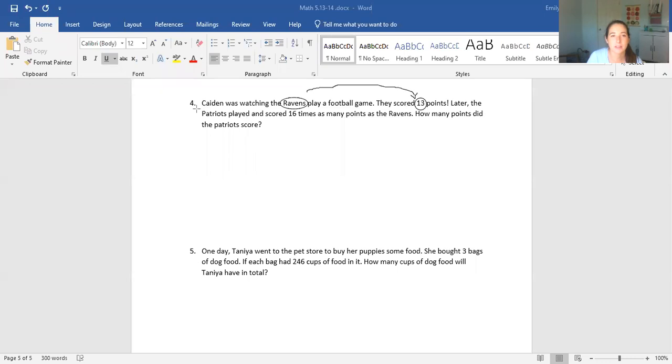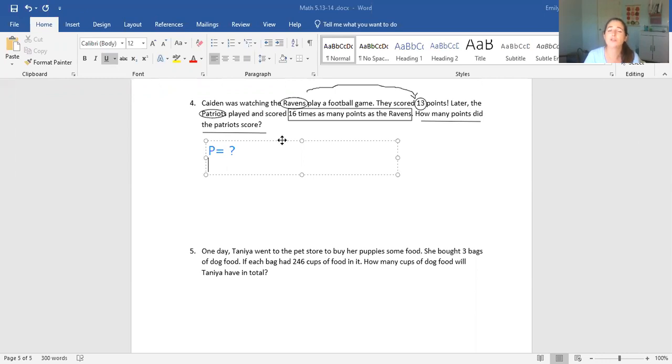Later, the Patriots played and they scored, here's our action word, 16 times as many points as the Ravens. So I like to make almost like a little equation to solve this. How many points did the Patriots score? So we're looking for the Patriots. We don't know what the Patriots score. The Patriots is a big question mark.